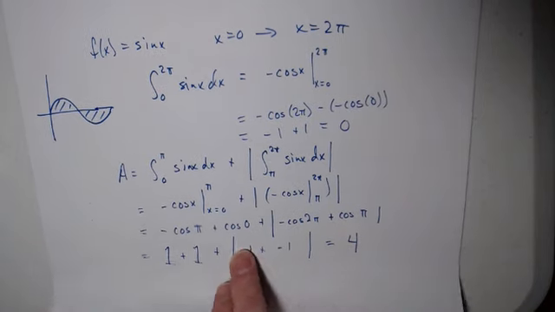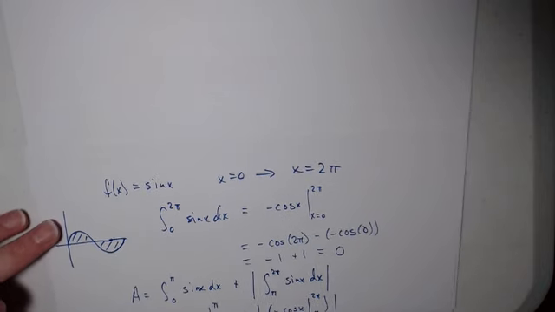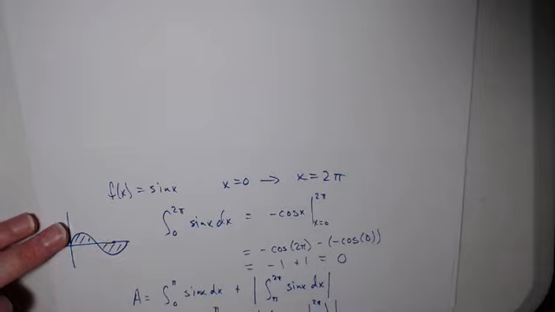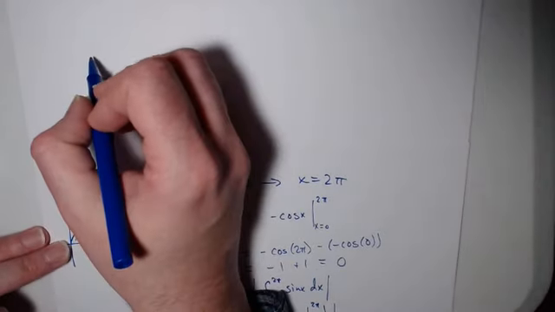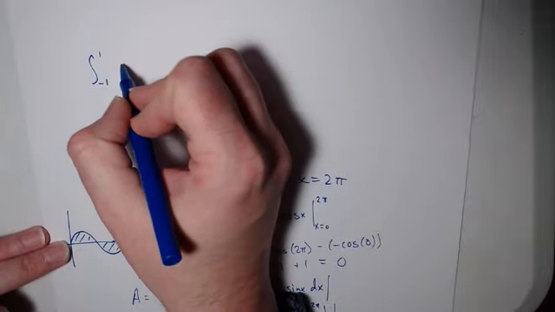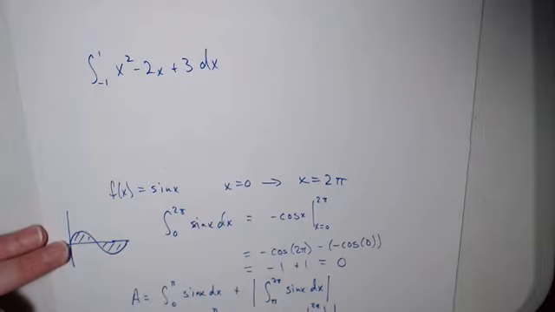I'd like to do a couple of these problems. I've got you guys doing the odd ones now, so let me just do a couple of the even ones from page 339. Our derivative rules here are going to be handy. Let's start with number 2. It's nice and simple. The integral from negative 1 to 1 of x squared minus 2x plus 3 dx.